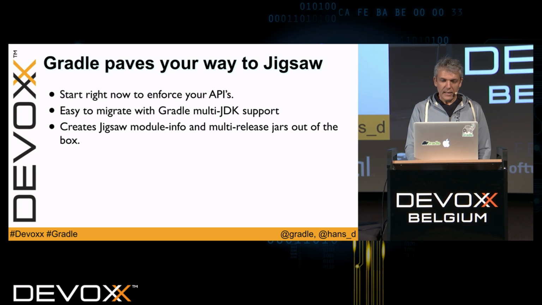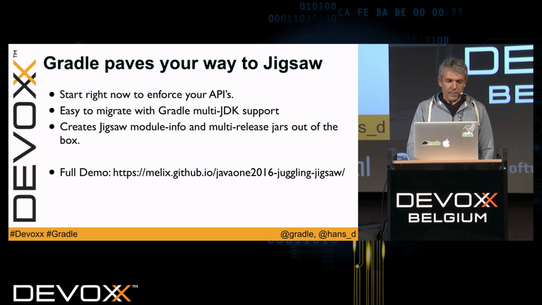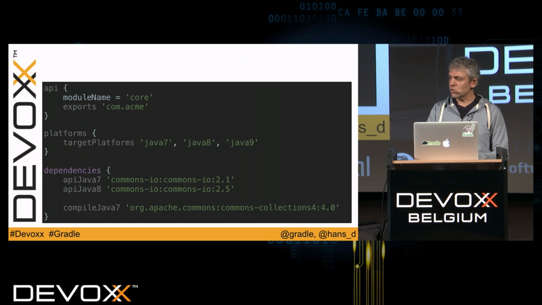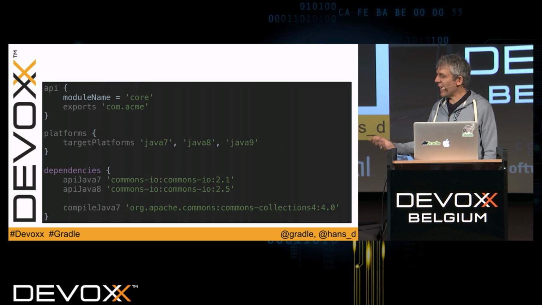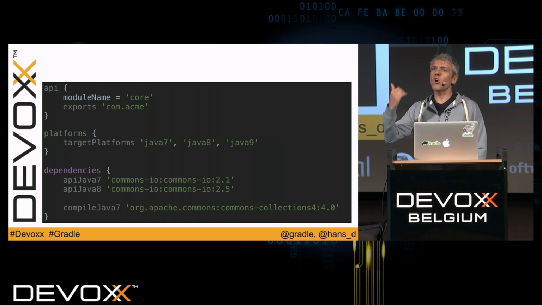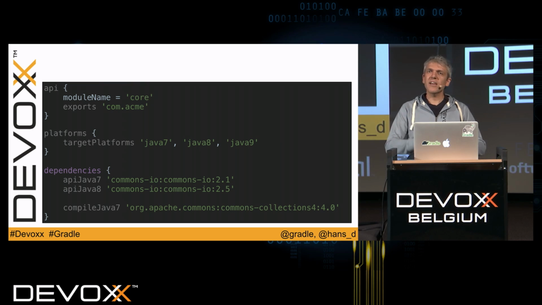I don't have time for a full demo of how this works. I just want to give you some idea of how this looks. With Gradle, you will now be able to define target platforms. And when you say, hey, I want to try out my build with Java 9, the only thing you need to do is add Java 9 to the target platforms. Everything else Gradle does for you.